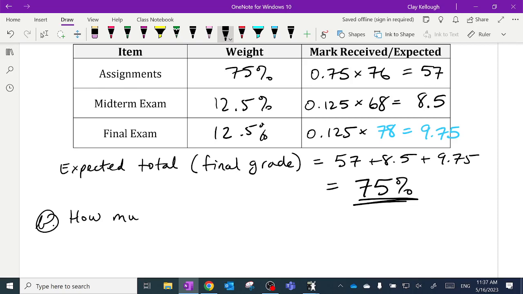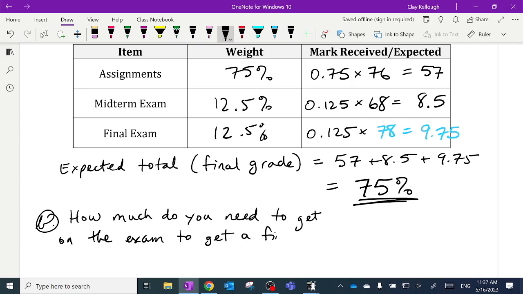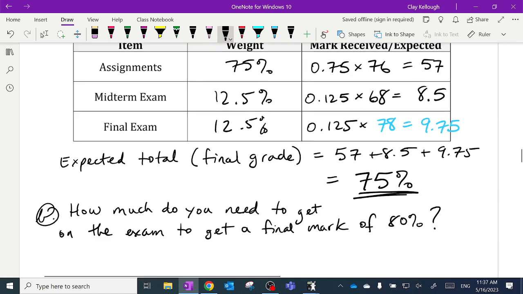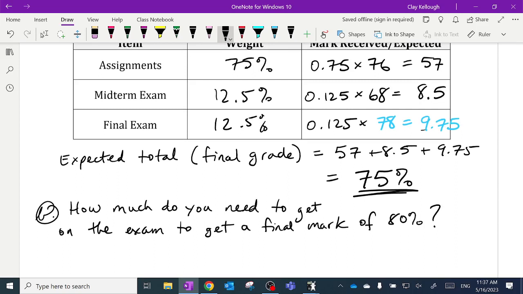How much do you need to get on the exam to get a final mark of 80%? So remember, this blue mark didn't happen. I just kind of estimated. I think I'm going to get about 78% in the exam. How much do I really need to get if I want to aim for an 80 for a final mark?